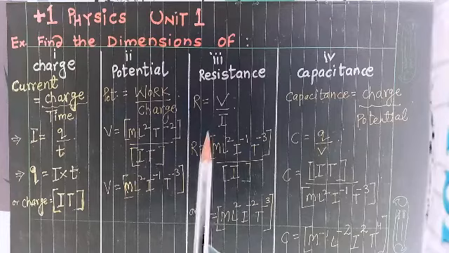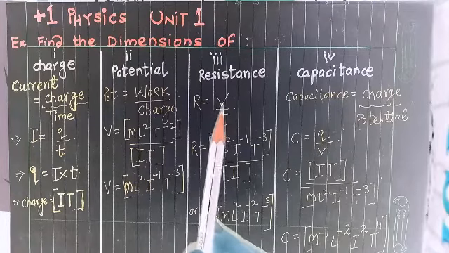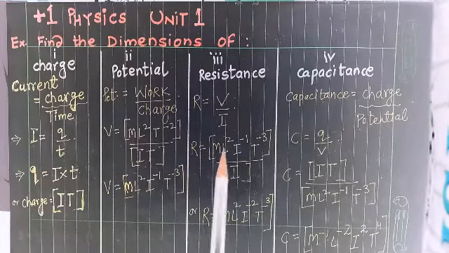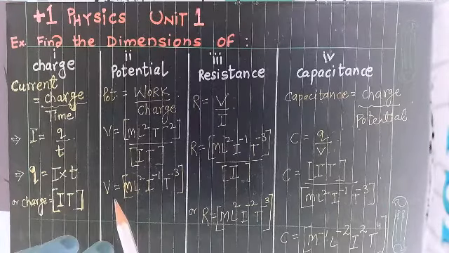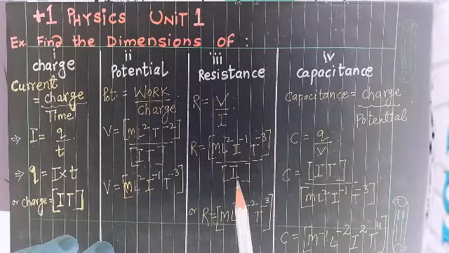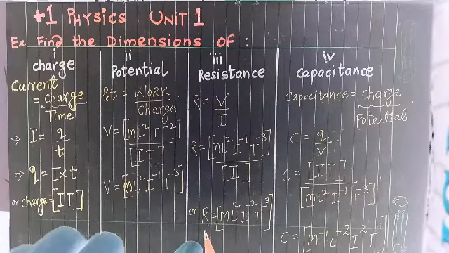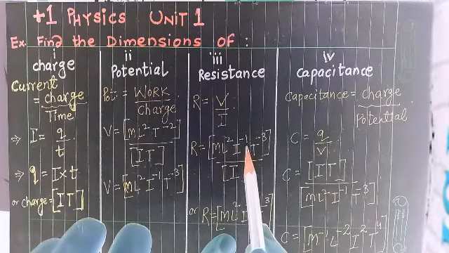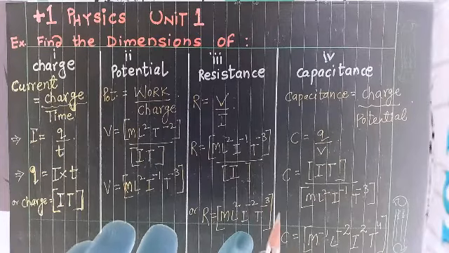Resistance. From Ohm's law, V is equal to IR. Rearranging, R comes out to be V upon I. Just now we have calculated V as M L square I minus 1 T minus 3, upon I. So finally R becomes M L square I minus 2 T minus 3.